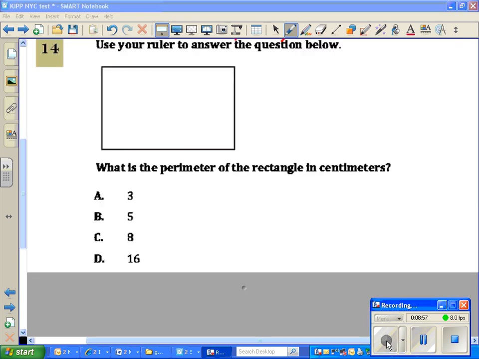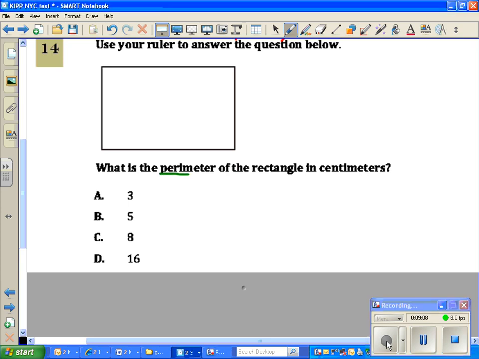Okay, question 14 asks you to use your ruler to answer the question below. I can't show you how to use the ruler here. However, I will tell you that because the question says what is the perimeter of the rectangle in centimeters, I know I need to use my centimeter side of my ruler. And when I did this on the paper, I noticed that it was 5 centimeters, almost 5 centimeters, a little bit more. And then when I measured the height, it was 3 centimeters.